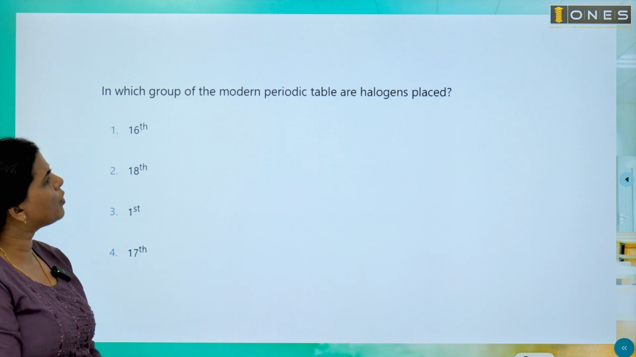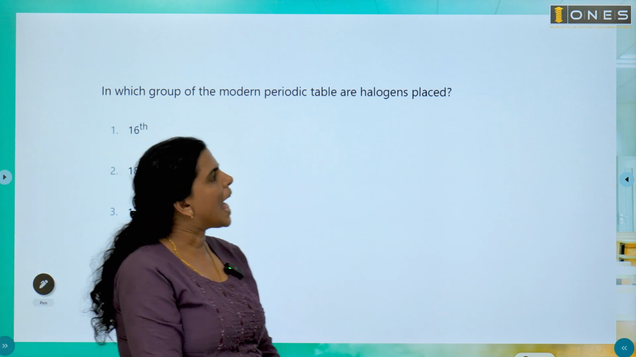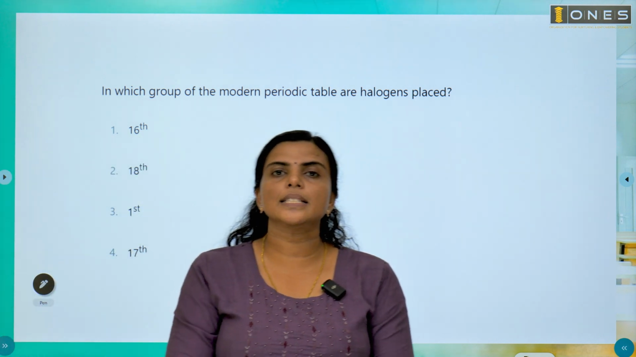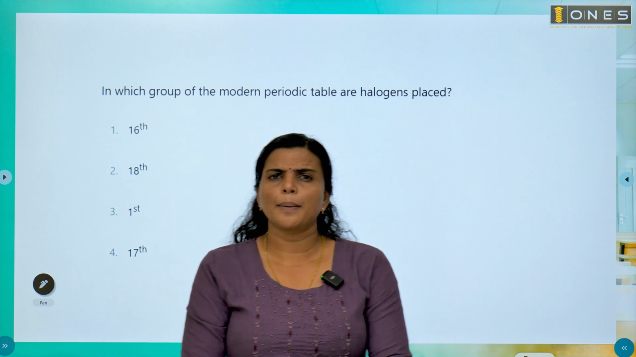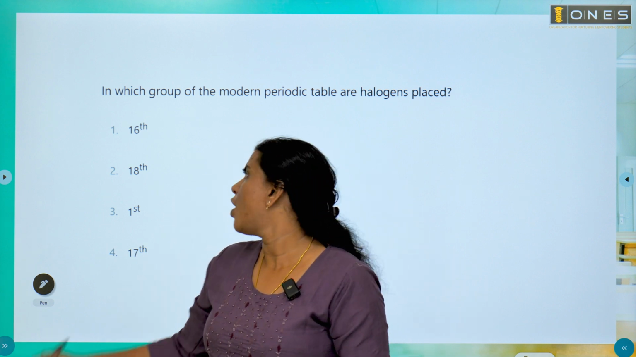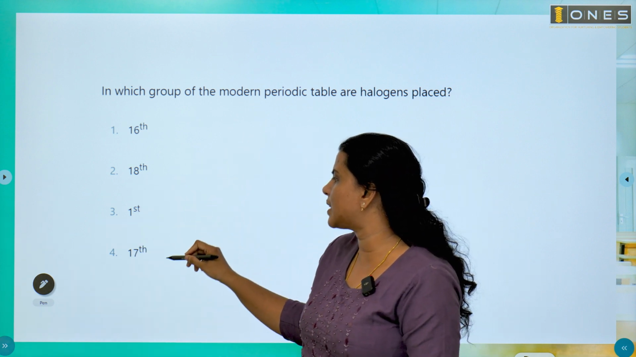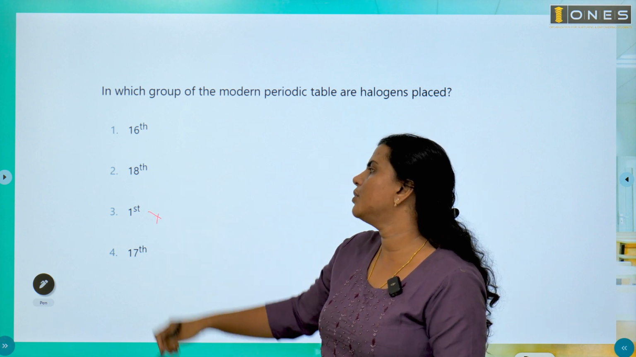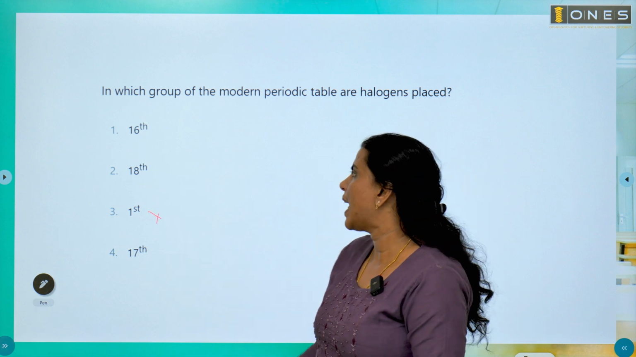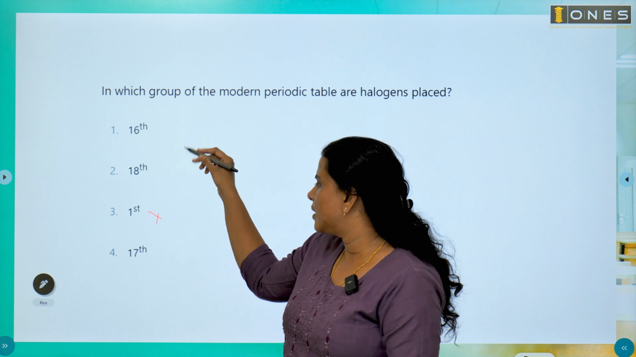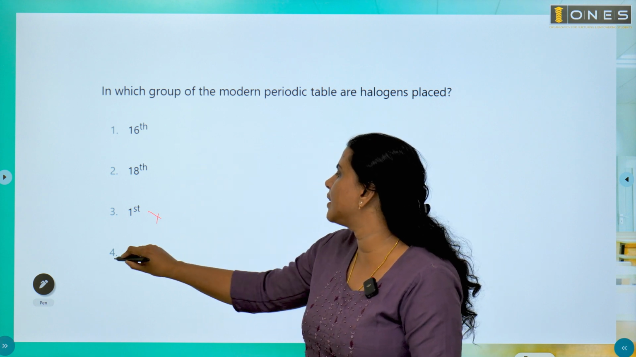In which group of the modern periodic table are halogens placed? Options are 16th, 18th, 1st and 17th. It is not the first, we know the first group is alkali metals. In which one, the 16th, are they placed?